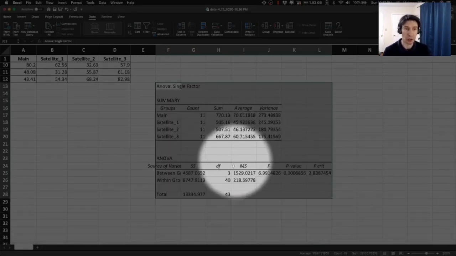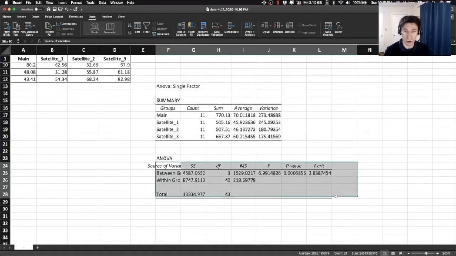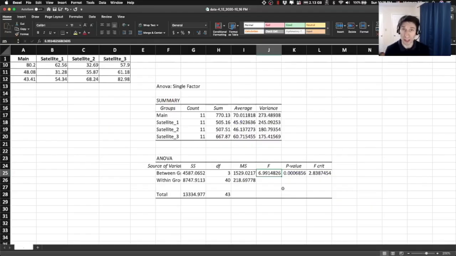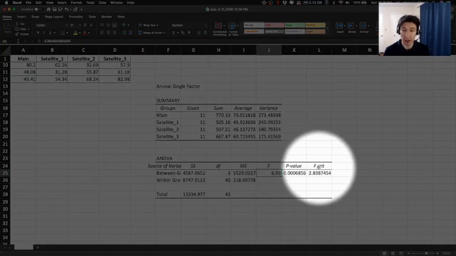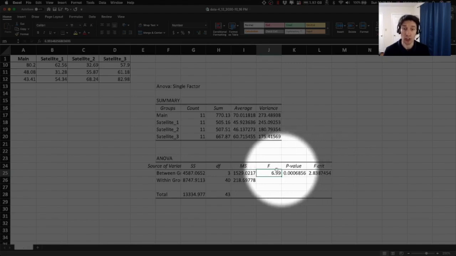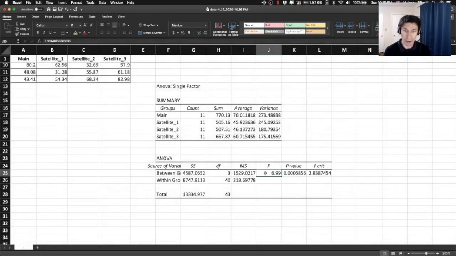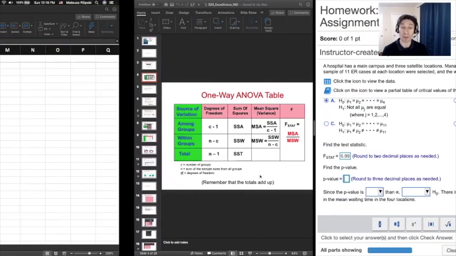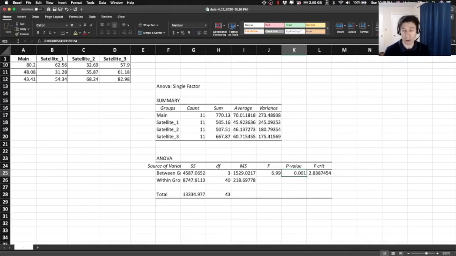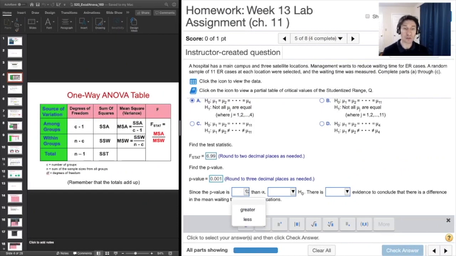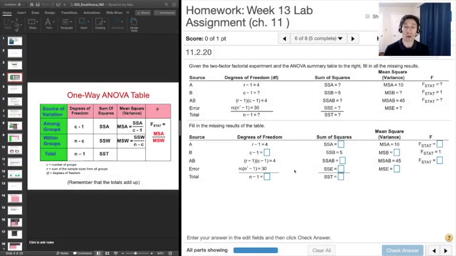This is your one-way ANOVA. All of the answers are in this table. They want the F stat rounded to 2 decimals. There it is, 6.99. Be careful, this is the F stat, this is the F critical, the one to which the F stat gets compared. 6.99. The p-value, 3 decimals, 0.001. And of course, the p-value here is very low. It is less than alpha. We reject because there is sufficient evidence. That's it.